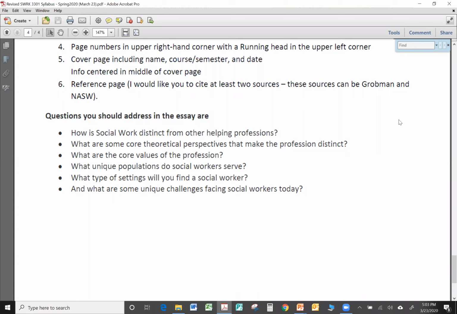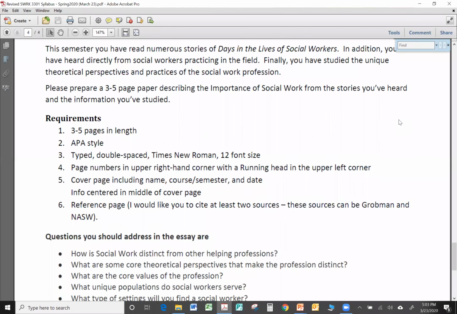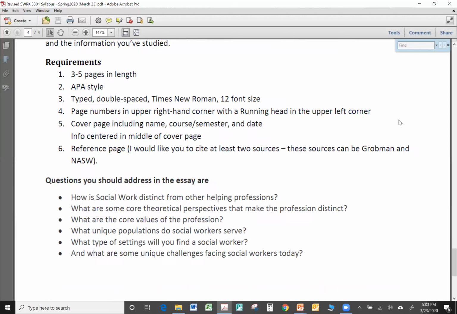How is social work distinct from other helping professions? What are some core theoretical perspectives? And we've talked about those. What are the core values, unique populations, and that social workers serve? I mean, if nothing else, it comes directly out of Days in the Lives of Social Workers, the unique populations. The type of settings also comes out of your readings and some of the social workers that you heard in person. And then what are some of the unique challenges? Does that make sense?